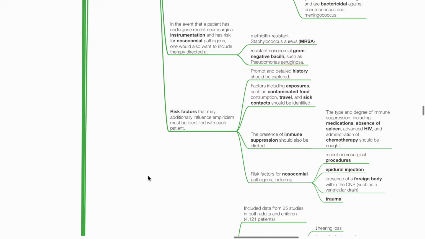Risk factors that may additionally influence empirical therapy must be identified. Prompt and detailed history should be explored. Factors to explore include exposures such as contaminated food consumption, travel history, and sick contacts, presence of immunosuppression, and risk factors for nosocomial pathogen infection, such as recent neurosurgical procedures, epidural injection, presence of foreign body within the CNS, and trauma.